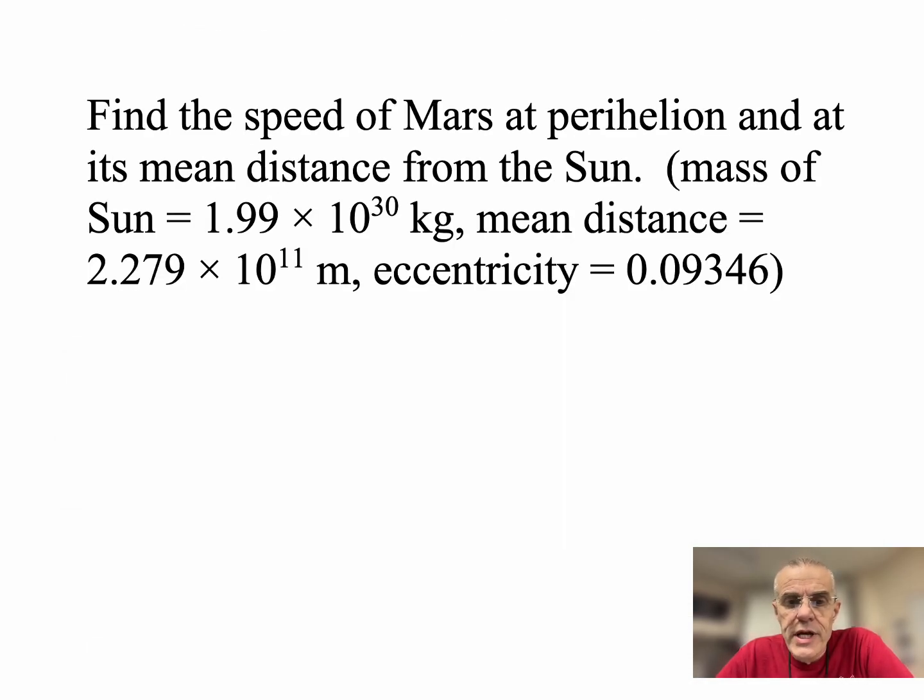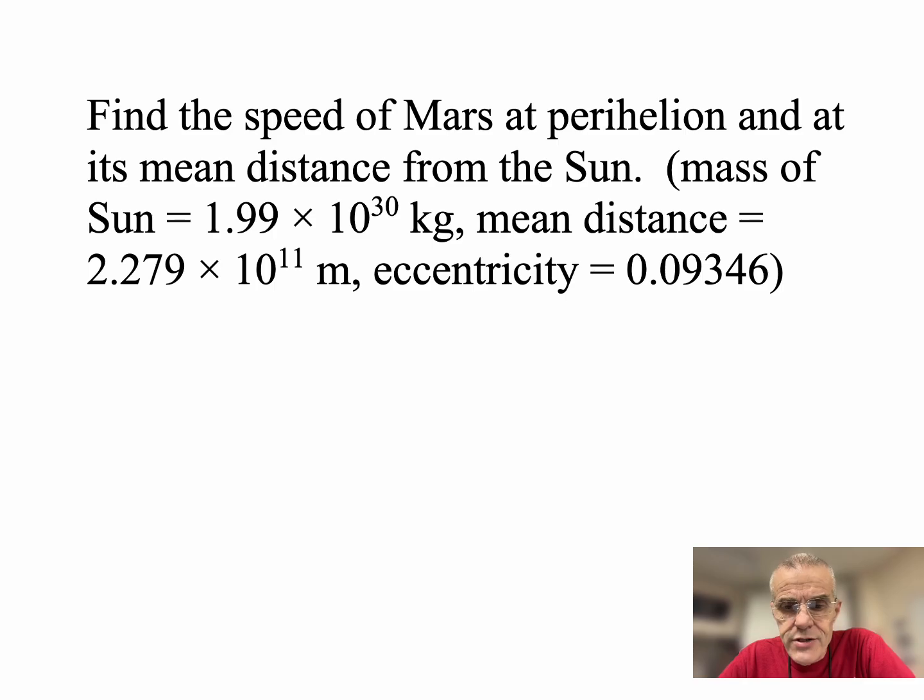So notice what we're doing here. This problem is asking me to find two unknown speeds. What is the speed of Mars when it's at perihelion? That's its closest approach. That's when it should be moving fastest. And what is its speed when it's at its mean distance from the sun? And I've got some numbers here. We'll use those numbers to solve the problem. But let's look at our solution first.